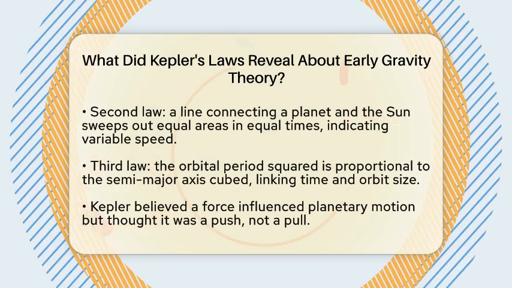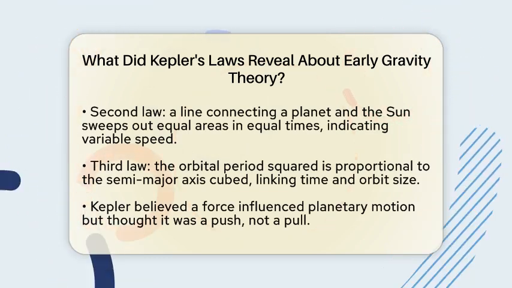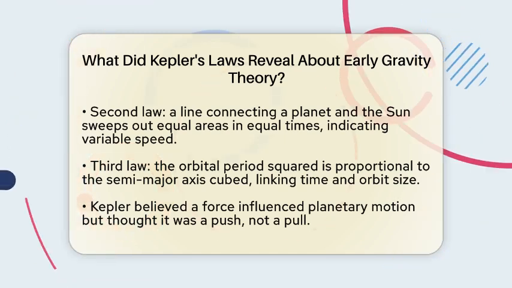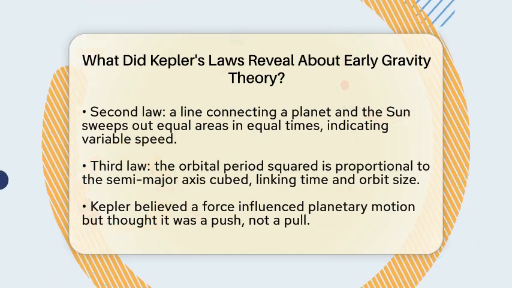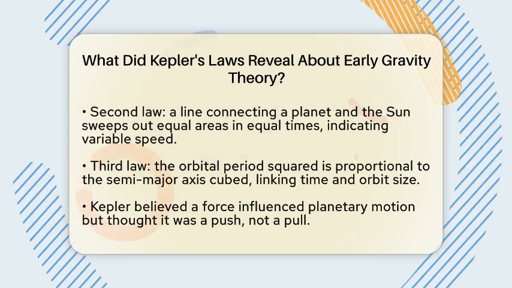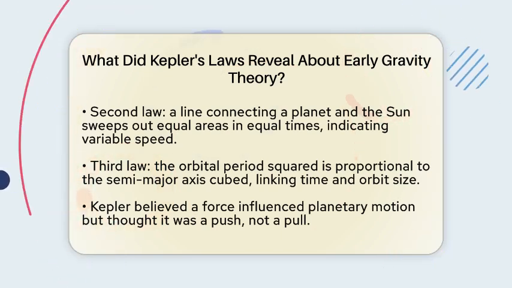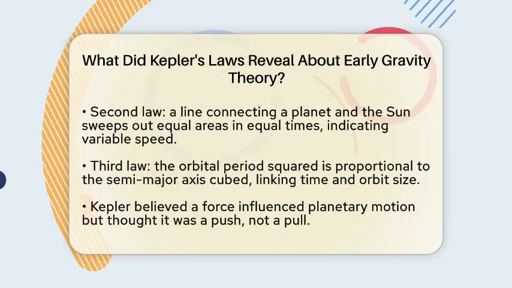Third, Kepler showed that the time a planet takes to orbit the sun relates to the size of its orbit. Specifically, the square of the orbital period is proportional to the cube of the semi-major axis, which is half the longest diameter of the ellipse.